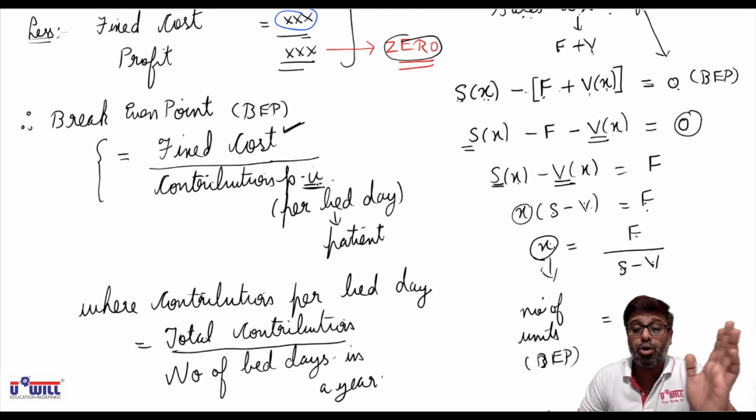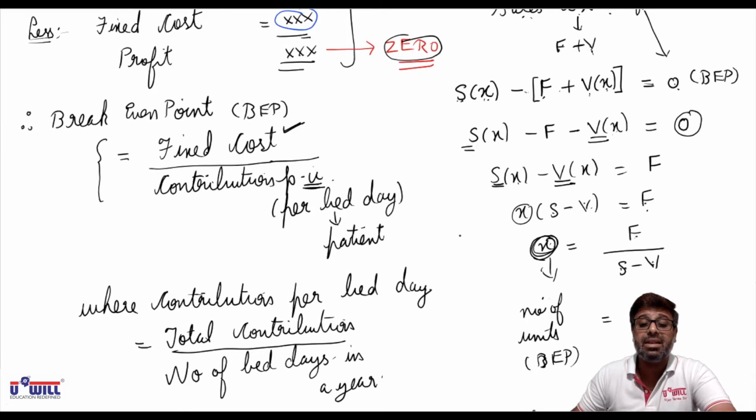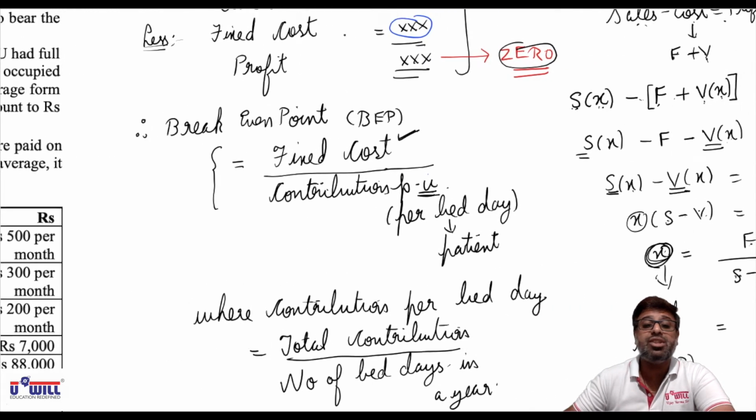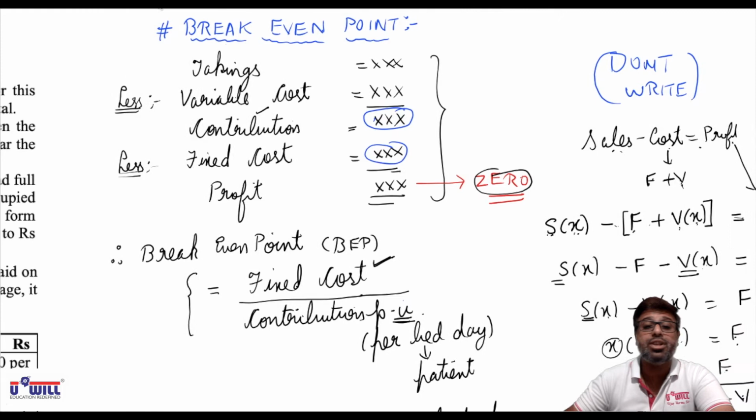And in the case of a hospital, we don't have number of units sold. Instead of number of units, from what do hospitals earn revenue? From the patients, from the beds. So per unit becomes per bed day or per patient day. So finally what you have to remember is this; you don't have to write all of it, this was just for explanation.